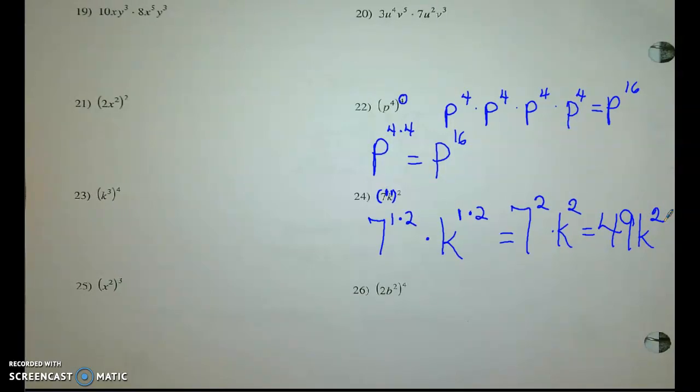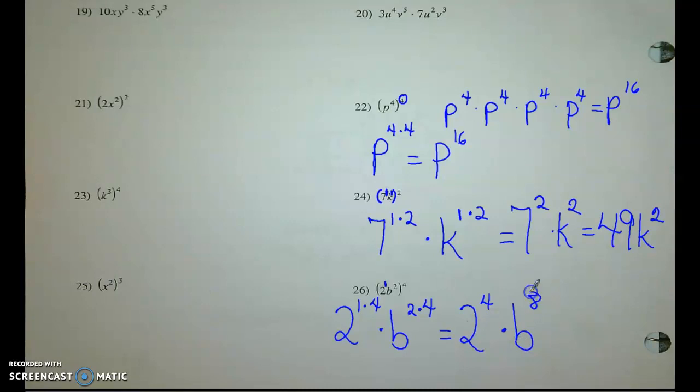Number 26. 2 times b to the second power, all raised to the fourth power. So we really have that 1 right there. So that leaves us with 2 to the first power times fourth power. Then we have our b to the second power times fourth power. And then we simplify. That's going to leave us with 2 to the fourth power times b to the eighth power.